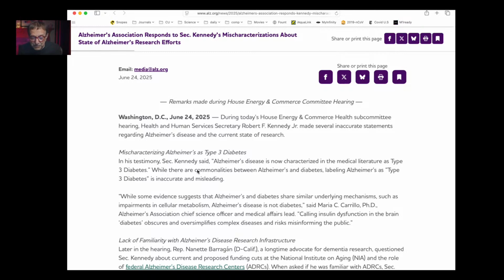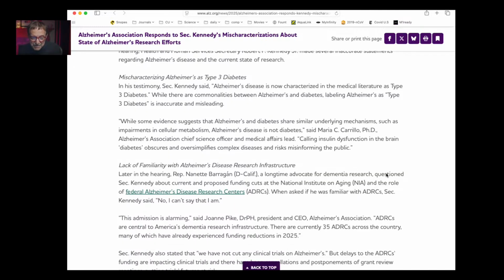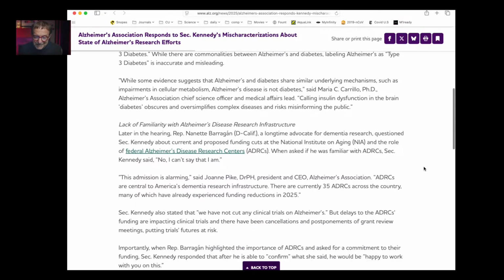While there are commonalities between Alzheimer's and diabetes, labeling Alzheimer's as type 3 is inaccurate and misleading. While some evidence suggests that Alzheimer's and diabetes share similar underlying mechanisms, such as impairments in cellular metabolism, Alzheimer's disease is not diabetes. Calling insulin dysfunction in the brain diabetes obscures and oversimplifies complex diseases and risks misinforming the public.